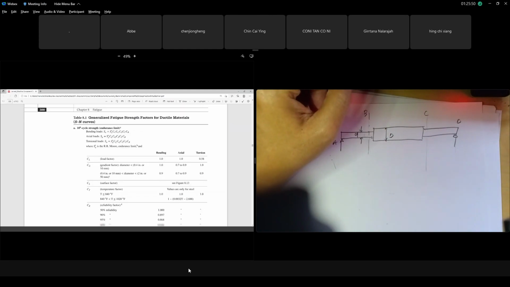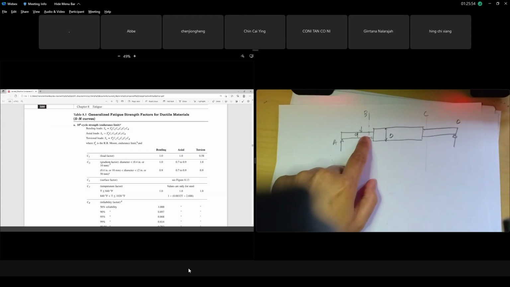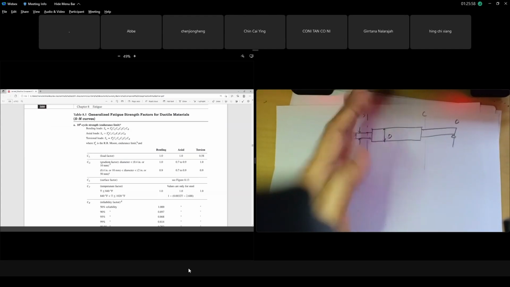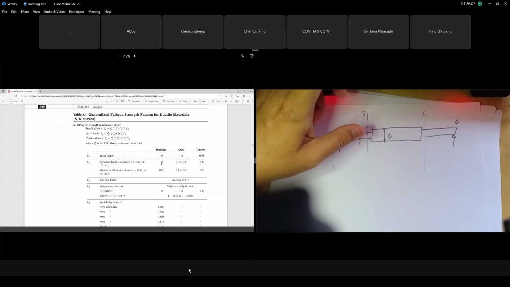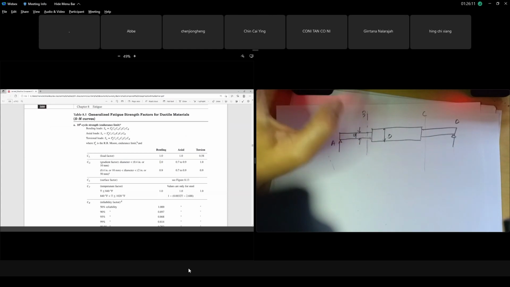Look at the CG table. Point B is on the smaller diameter, not on the big diameter. Point B is where you mount your pulley or your gear. The diameter is between less than 10 millimeter. And our case is bending, right? Just now we mentioned our power transmission system is bending, because our load factor uses bending, and the size factor also uses bending, which is one.